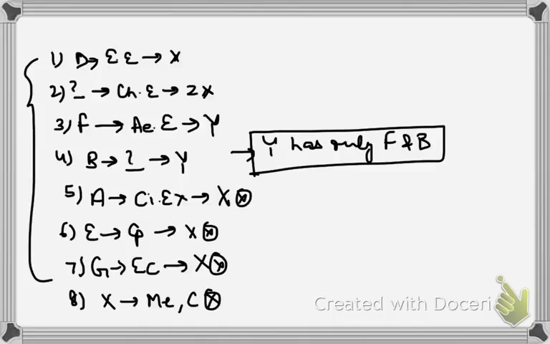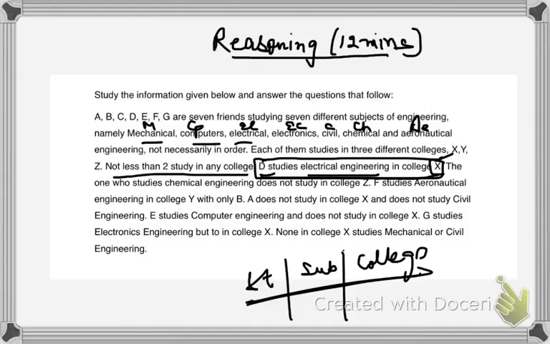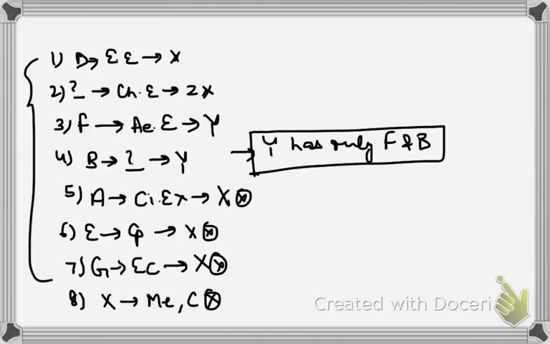Now there are other sets of information. For example, the second or third line, that is F studies aeronautical engineering in college Y. Again, positive information with only B. Now these three words are very important. Those who have solved it will find that this information makes your work easy. That's why I have written it separately.